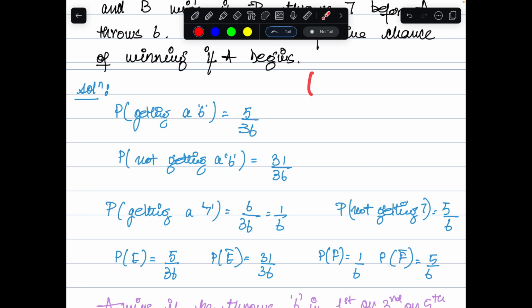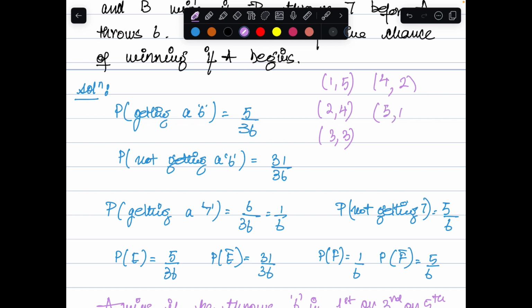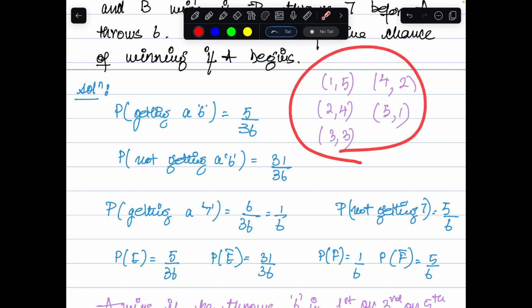So if you want, we can list this down, right? So you have 1 5, then 2 4, then 3 3. What else do we have? Then the next one could be 4 2, and then 5 1. Right? We have total 5 ways that 6 will come. So it's 5 by 36.